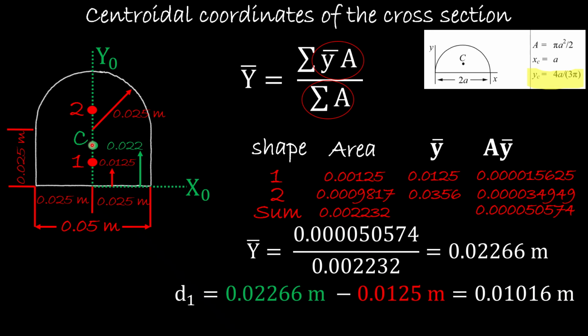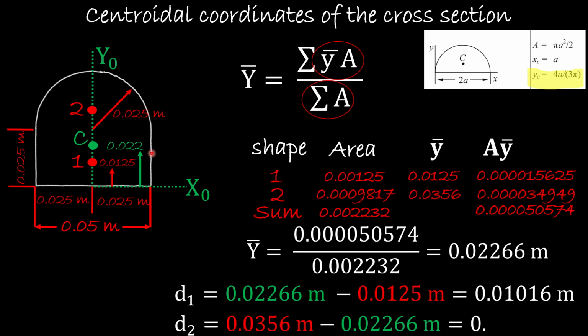Next, we want to find the distance between the center of the whole cross section and the center of shape 2. At the center of shape 2, we were told it's 0.0356, so it will be 0.0356 minus 0.02266 meter. So the distance between them will be 0.01294 meter.